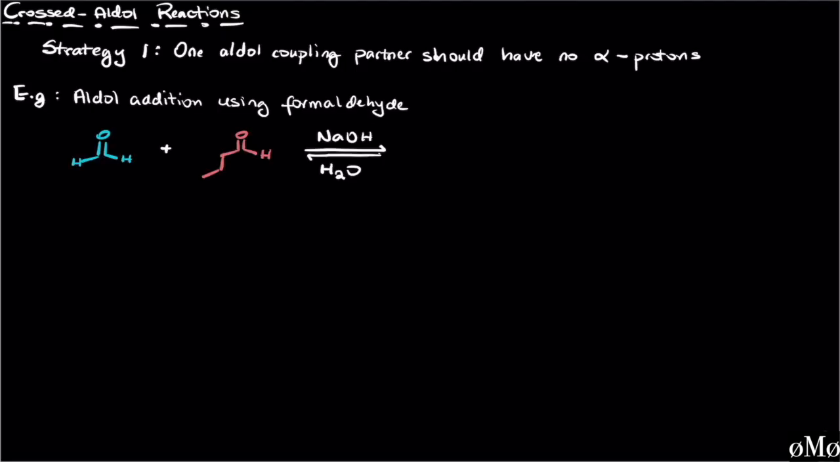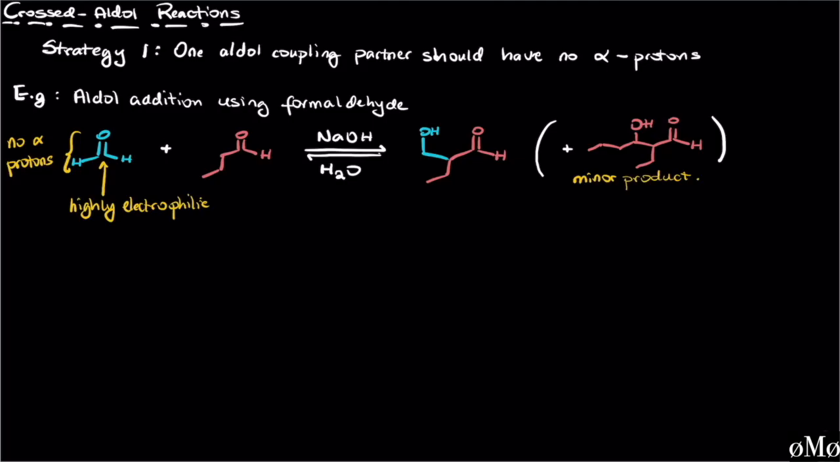One example of an aldol coupling partner that does not have any alpha protons is formaldehyde. Not only does it not have any alpha protons, it's also highly electrophilic. And so the major product here would basically come from the enolate of this particular aldehyde attacking the formaldehyde. Note that you will still get some minor product where this longer chain aldehyde acts both as a nucleophile and the electrophile. So you will still get some of this, but the majority of your product should be the cross-aldol product because, once again, you're dealing with a highly electrophilic formaldehyde.